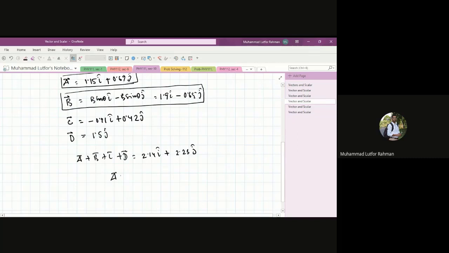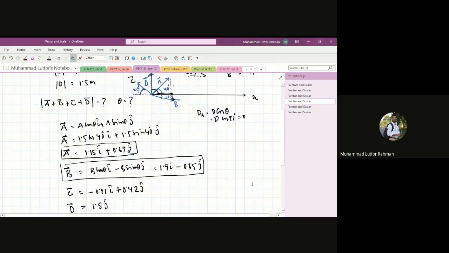Now, if I want to find out the magnitude, I know how to find out the magnitude of a vector, right? I am going to take the modulus of that. That modulus would be 3.09. And what about the angle? So the angle would be basically tan inverse y by x. So its angle would be 46.12 degrees. So this is the answer to this question.